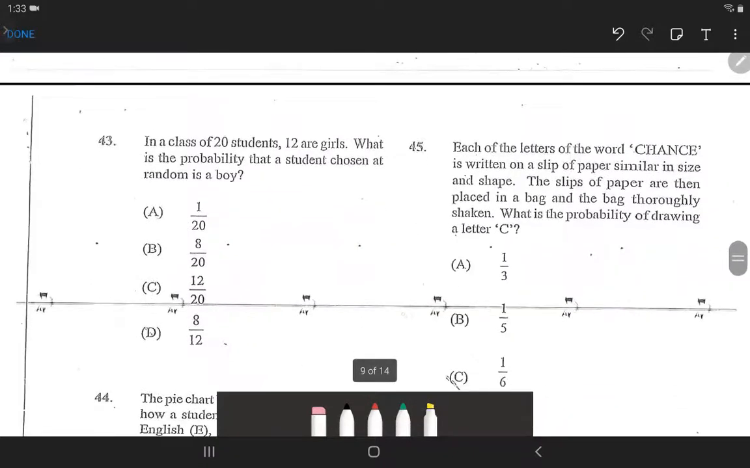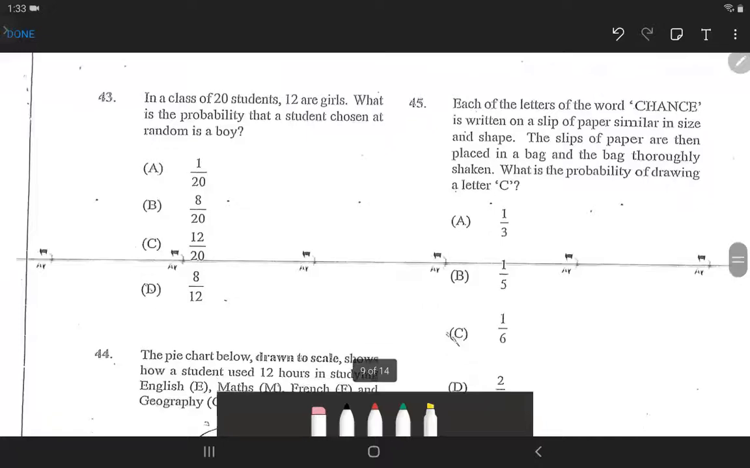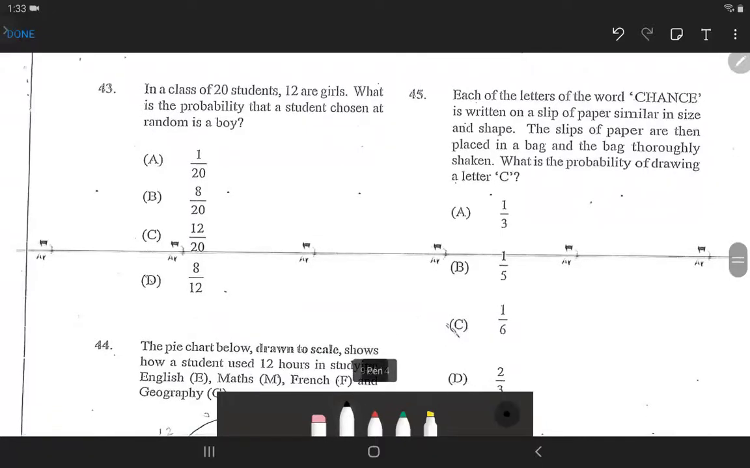In a class of 20 students, 12 are girls. What is the probability that a student chosen at random is a boy? Well, if 12 are girls, that means 8 are boys. 8 out of 20. Simplifying that, okay, I don't think simplification is necessary. So that is 8 out of 20.